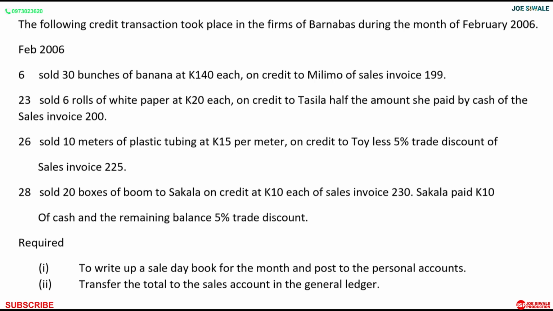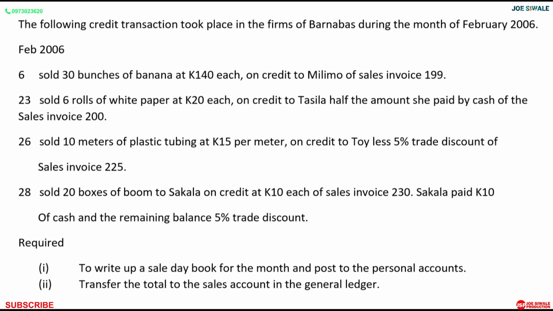Then on the 28th, sold 20 boxes of boom to Siwale on credit at 10 kwacha each, of sales invoice 230. Siwale paid 10 kwacha of cash and the remaining balance gets 5% trade discount. So the first thing that we're going to do is to find our total amount. We're going to say 20 multiplied by 10 kwacha for each box there. So 20 multiplied by 10, we're going to have 200.